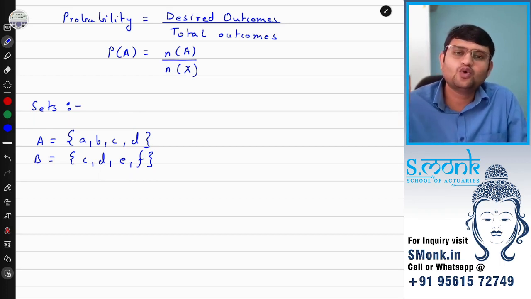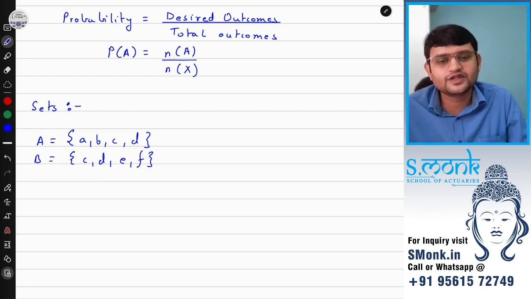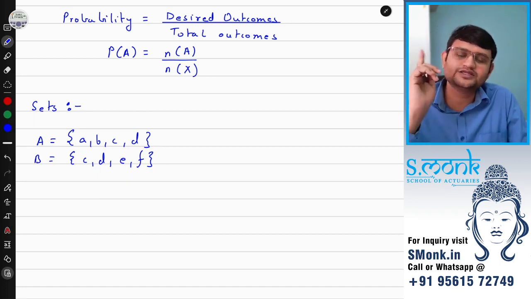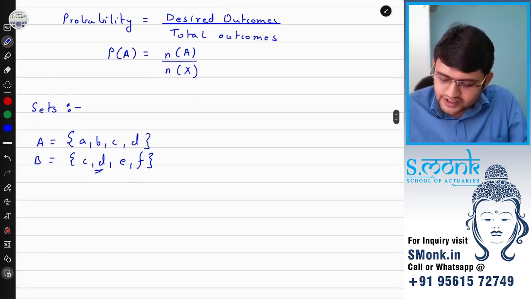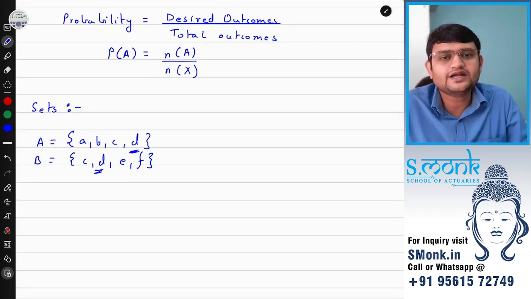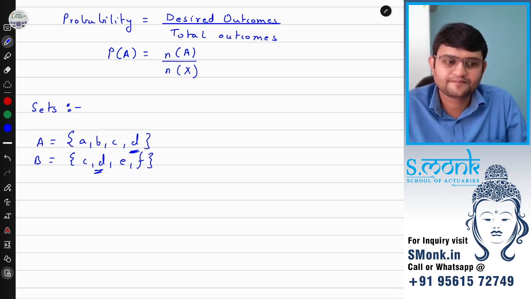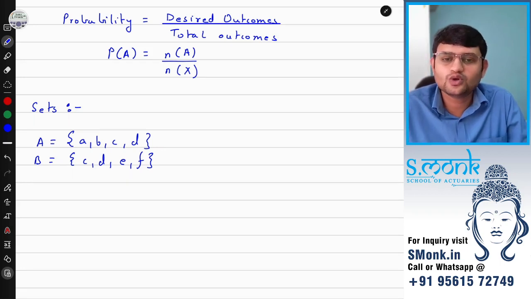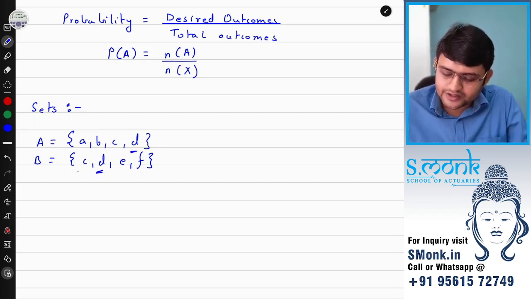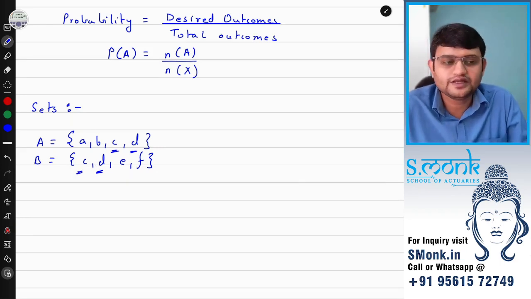In the whole universal set that contains everything, we always assume that one item exists only once. That just means this D that is in set A as well as in set B must be the same D. Because one item exists only once in the whole universe. That is our assumption. So this C and D are the same C and D in both sets.